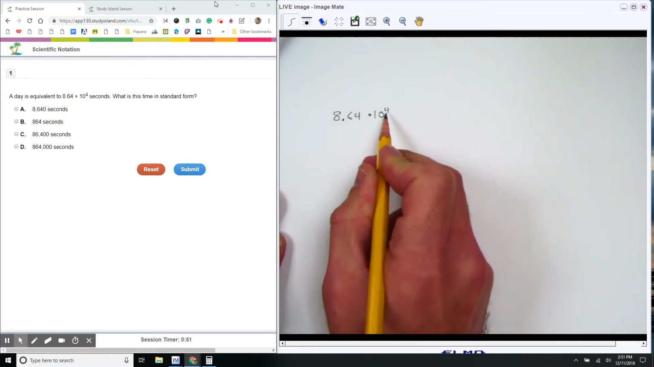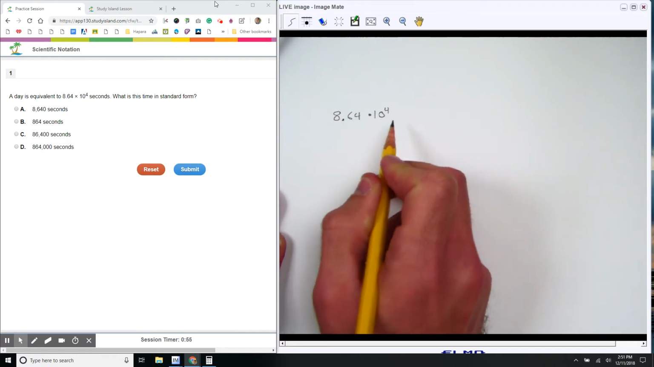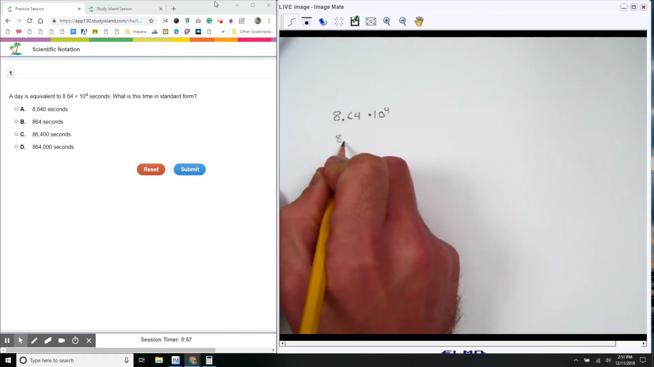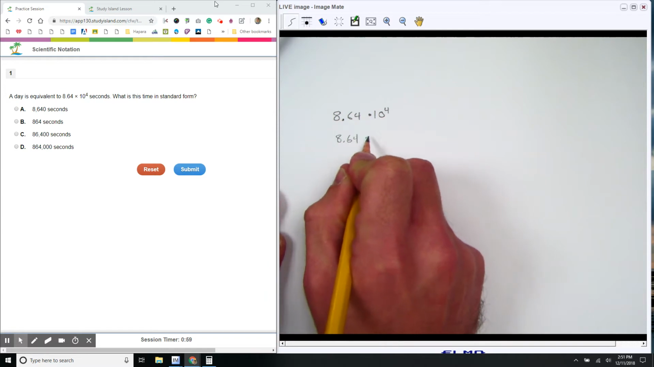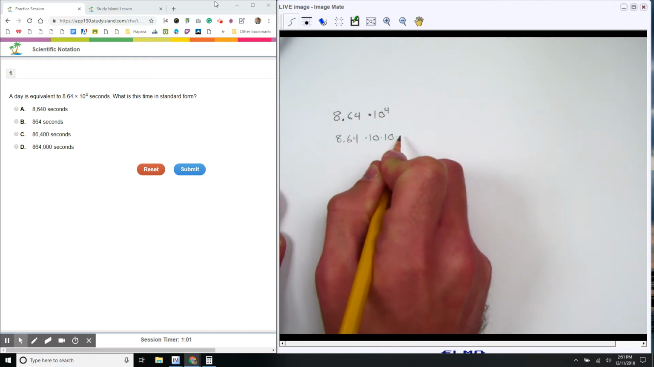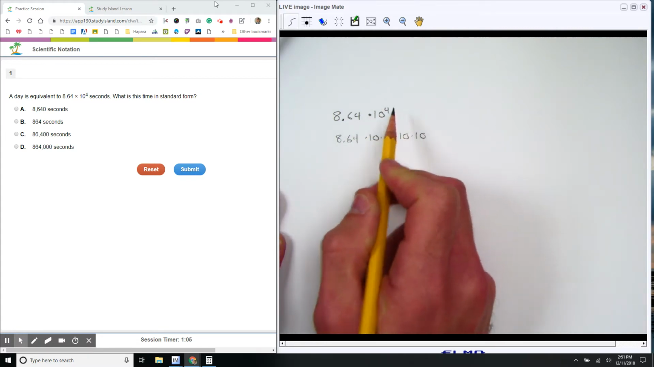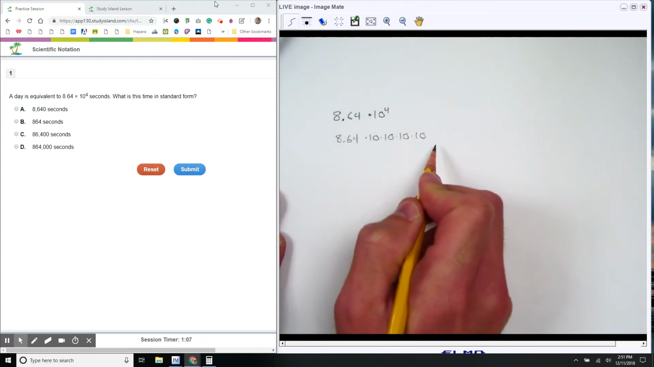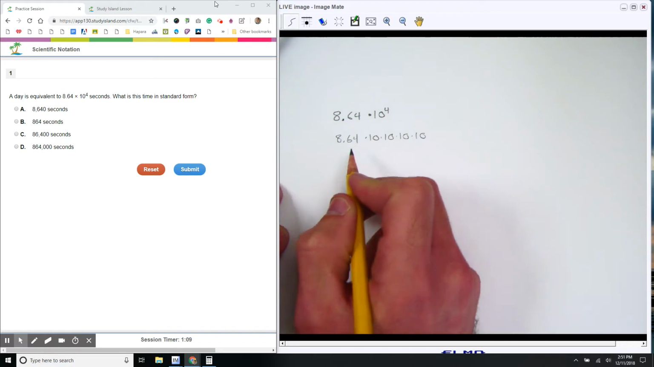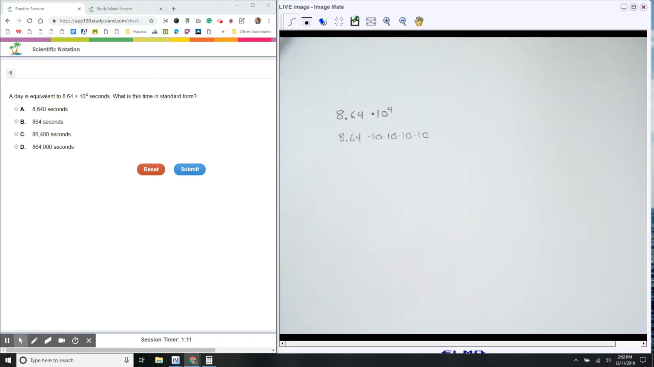Let's review what exponents are. Exponents are how many times you're multiplying something. So if I was going to write this differently, it might be 8.64 times 10 times 10 times 10 times 10. 10 to the fourth power would be times 10 four different times. Well, you should know that every time you multiply by 10, all you have to do is move a decimal over one place. So you're going to end up moving a total of 4 decimals.